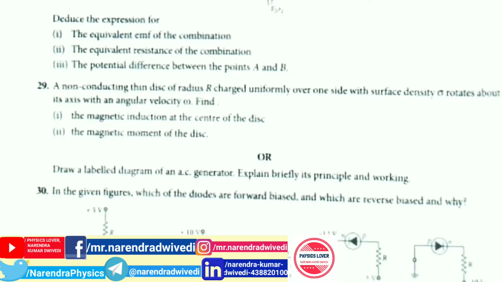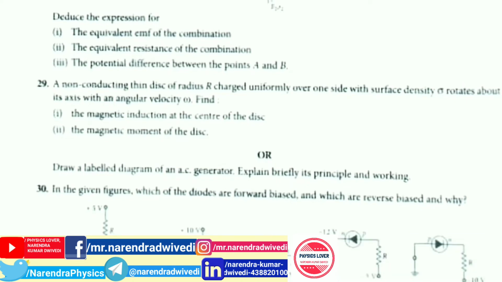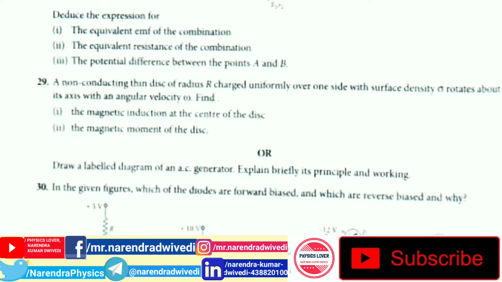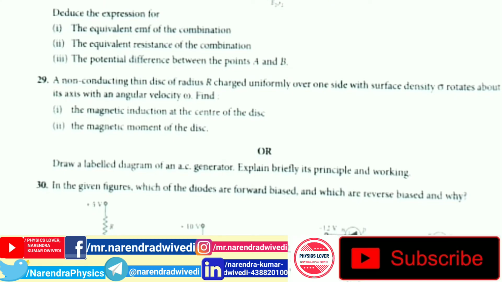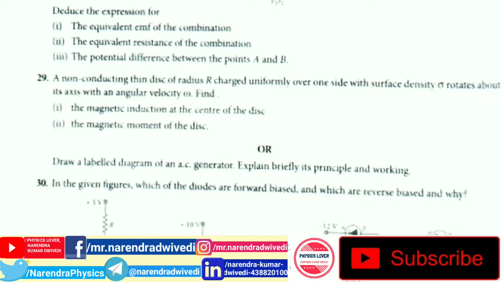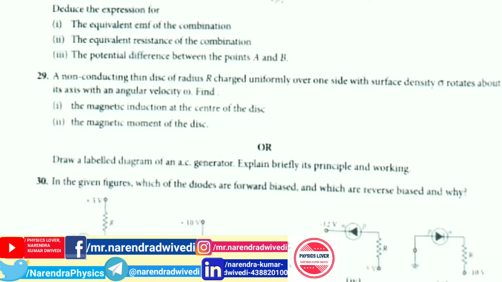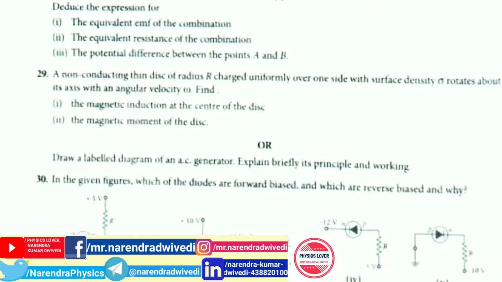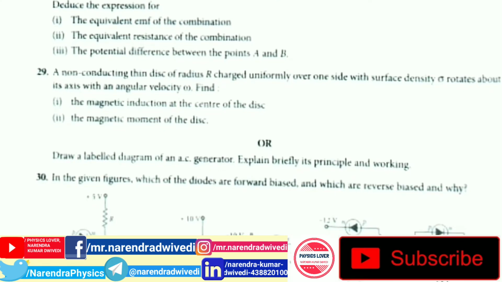Now question number 29. A non-conducting thin disk of radius capital R charged uniformly over one side with surface density sigma rotates about its axis with an angular velocity omega. Find first the magnetic induction at the center of the disk, second the magnetic moment of the disk. Or, draw a labeled diagram of an AC generator. Explain briefly its principle and working.